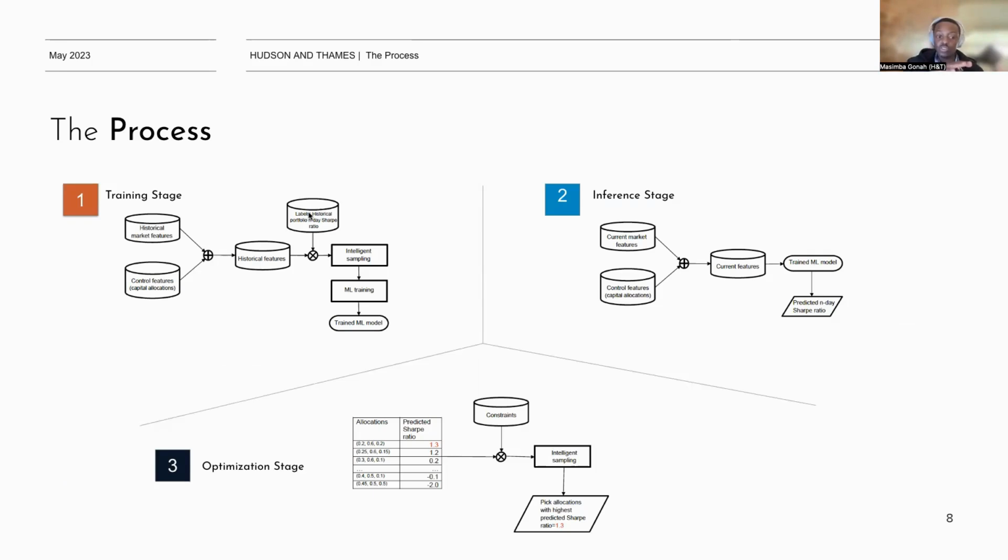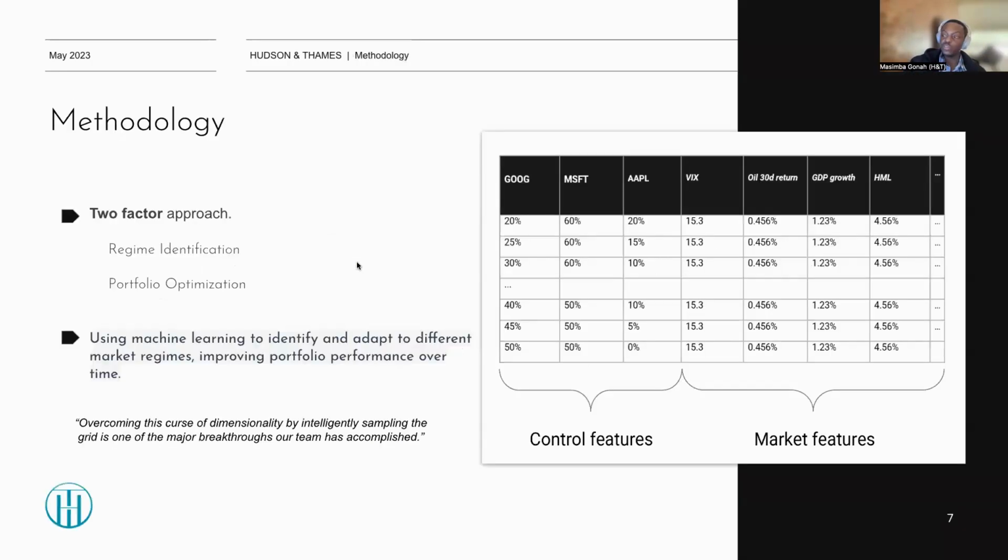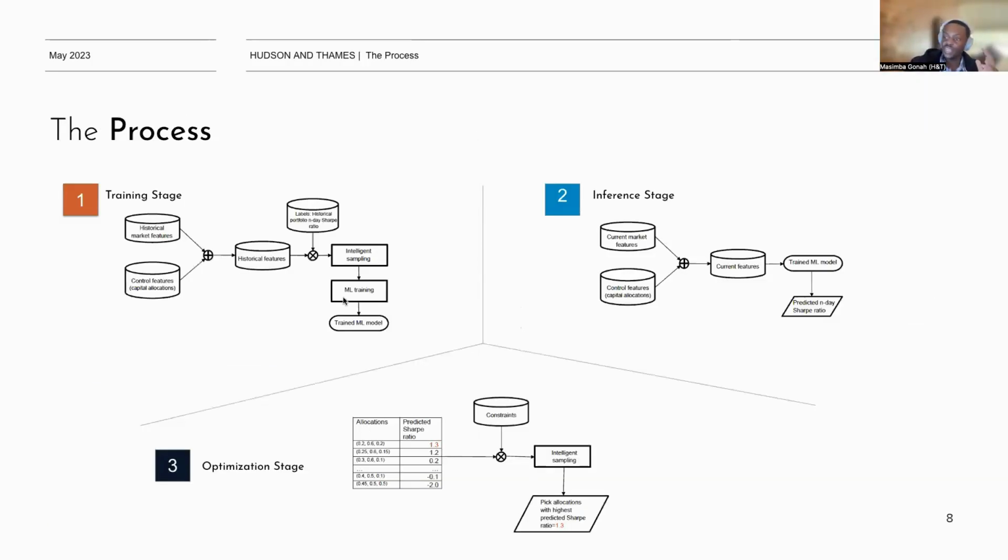Because remember, you want to train your model as much as possible. Then the model does what they call intelligent sampling, which is trying to scour through all possible rows to see which is the best, or potentially the best, 1 day Sharpe ratio, for example. There's no optimization here. It's just giving results of which ones are potentially the best 1 day Sharpe ratios. And then you train the model, and you have a trained machine learning model.